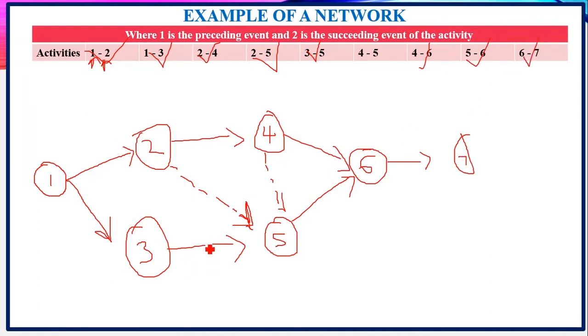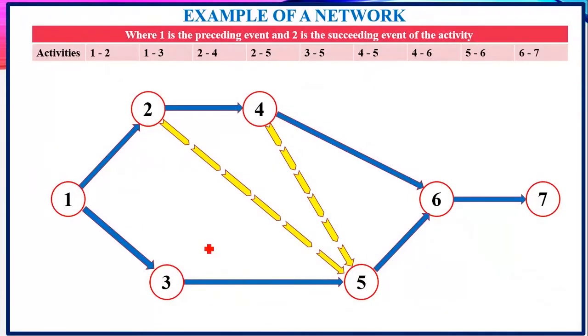That's a sample of the example or illustration of a network. So you find that the diagram will look like this. We have event 1 connected to 2, and it's also connected to 3. Then 2 is connected to 4. Then 3 is connected to 5. 2 is connected to 5 using a dummy. 4 is connected to 5. Then 5 to 6, 6 to 7, and the network is complete.